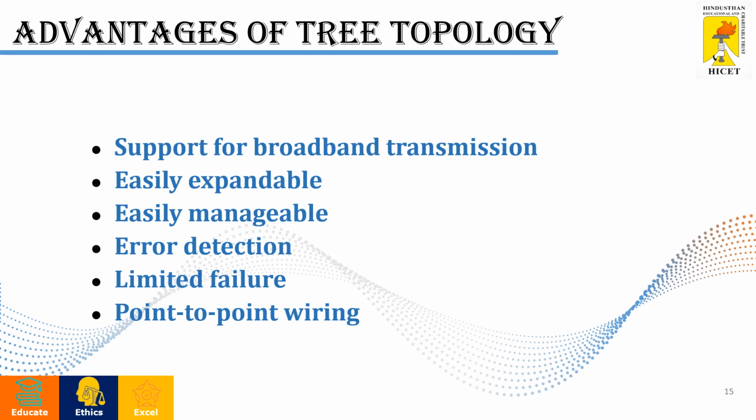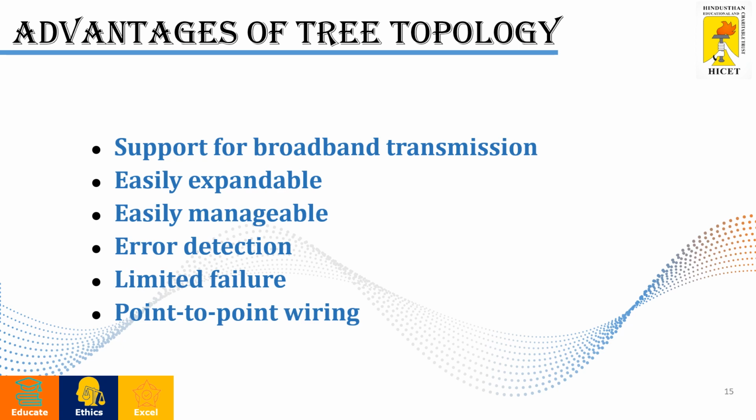The tree topology supports broadband transmission, because the tree topology is mainly used to provide broadband transmissions. That is, the signals are sent over long distances without being attenuated, and it is easily expandable. We can add a new device to the existing network. Therefore, we can say that the tree topology is expandable, and also it is an easily manageable topology.